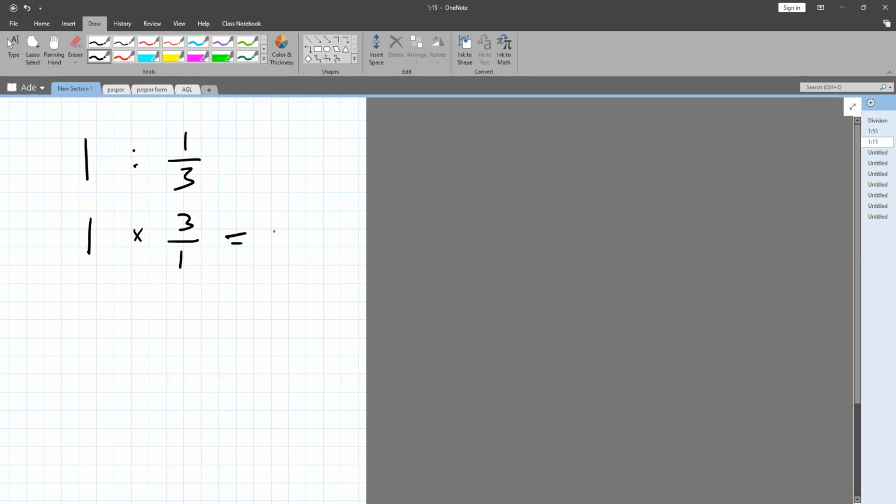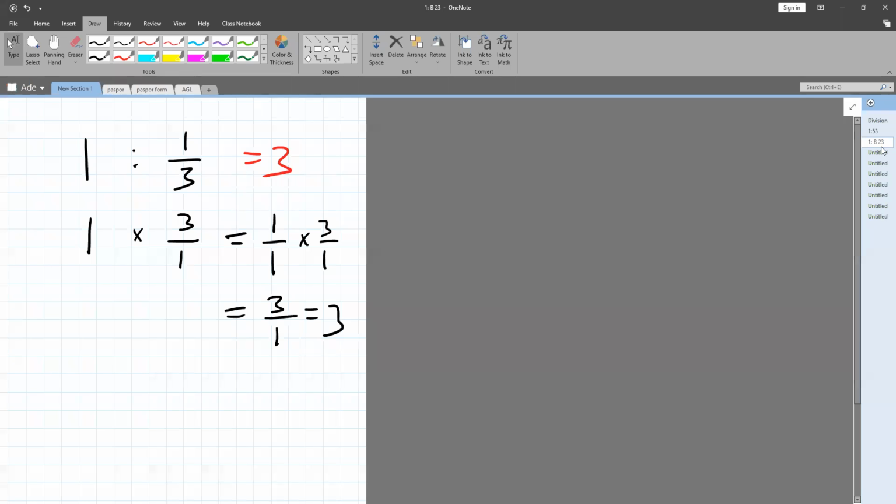In this case, 1 is just equal to 1 on 1, right? And then times 3 on 1. Now you already learned how to multiply fractions. So that's equal to 3 on 1, 3 on 1. So that's how you got that number, 3. You have to basically flip the second one and then multiply it with the first one.